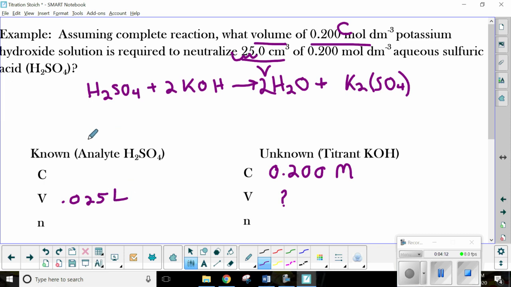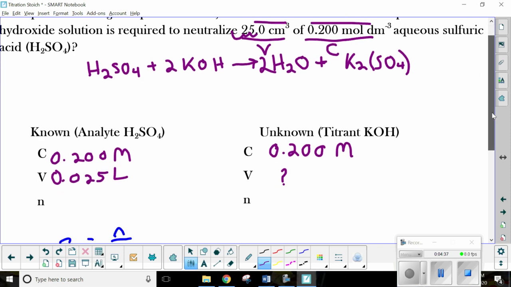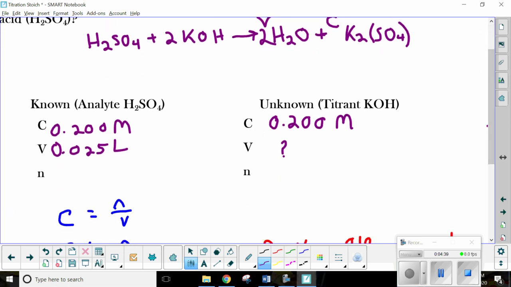I didn't introduce my little chart setup here, but it's an easy way I use to organize what I know and don't know. And I also have a concentration of sulfuric acid to be 0.200 moles per liter. So now, if you notice, I have enough information in my known category to get my moles of sulfuric acid.